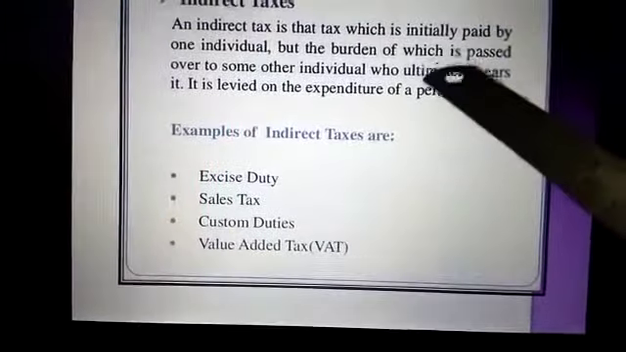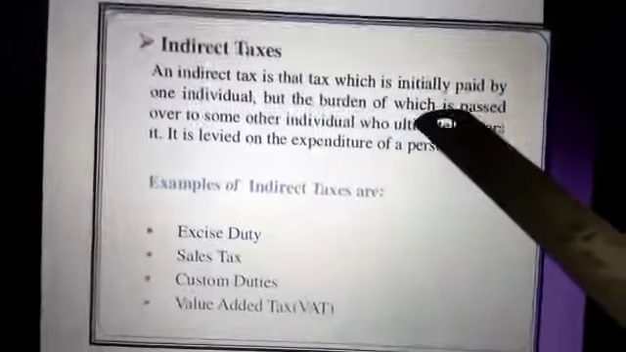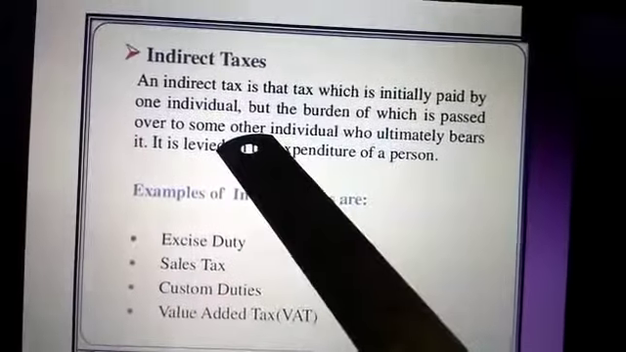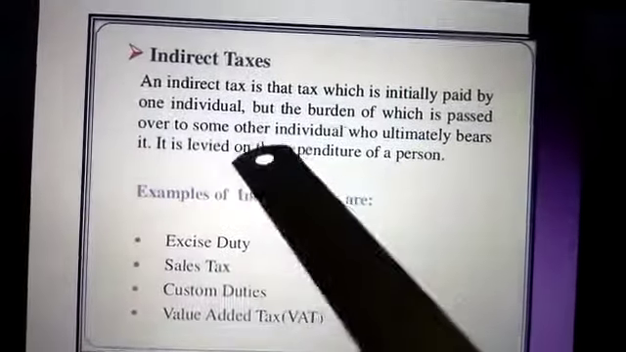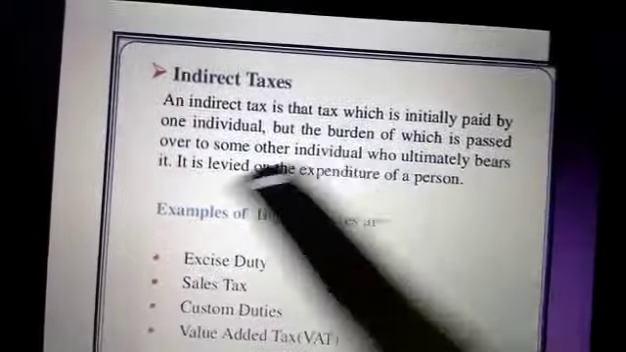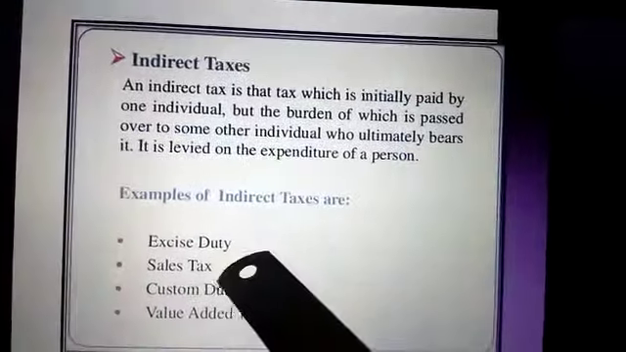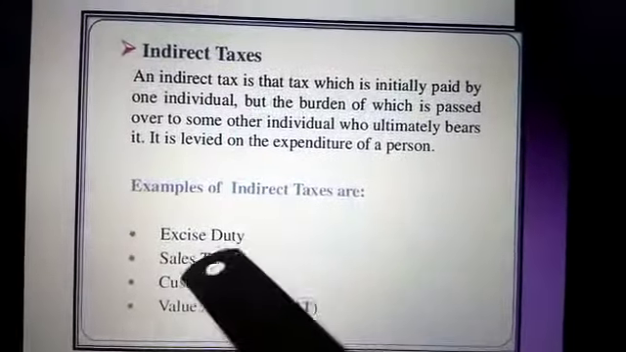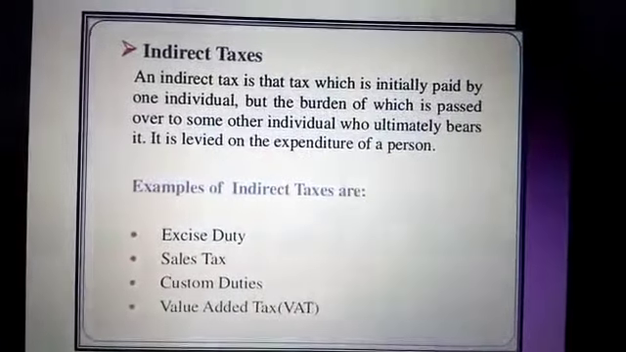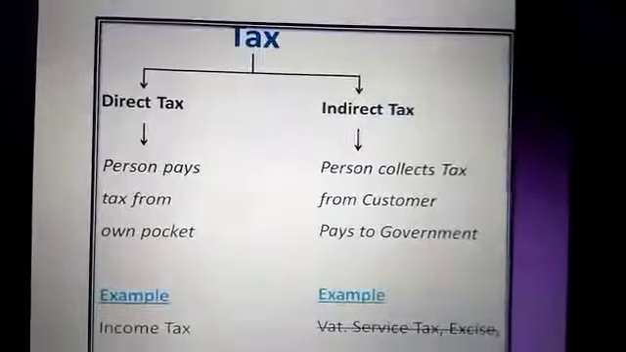Next one, indirect tax. It is the type of tax which is initially paid by one individual, but the burden of which can be passed to some other individual who ultimately bears it. It is levied on the expenditure of a person. Examples are excise duty, sales tax, customs duty, value added tax, etc.